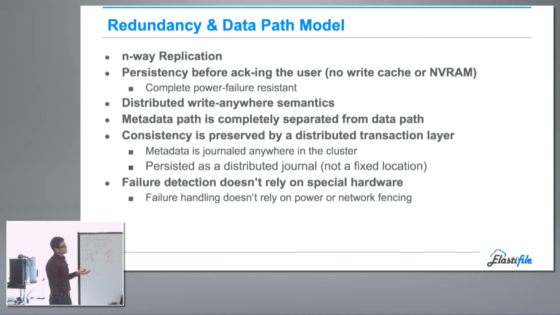Our consistency is achieved by a distributed transaction layer. The metadata is journaled. Every change of the metadata is journaled together with the operation that is actually happening. And it can be journaled anywhere in the cluster. Again, this is important in order to be able to mitigate fast occurring fluctuations. And it's persisted in a distributed journal, which is not a fixed size where every specific operation needs to go to some location, but it can be anywhere. And one point about our failure detection: we're not assuming any special hardware. When we do fencing, we are not fencing using power or network capabilities. It's all in software, assuming regular network communications.